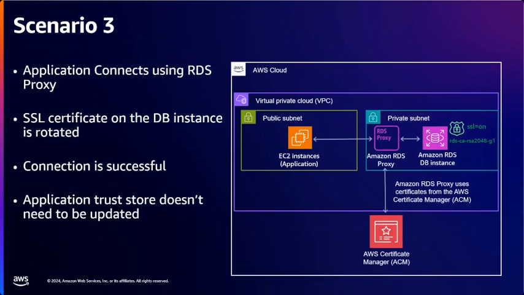If you use RDS Proxy, you don't need to worry about updating the root CA. RDS Proxy uses AWS Certificate Manager to get the latest CA bundle and make database connections. So you don't have to update your application trust store if you are using RDS Proxy. You don't need to worry about updating the RDS Proxy trust store because that uses AWS Certificate Manager.